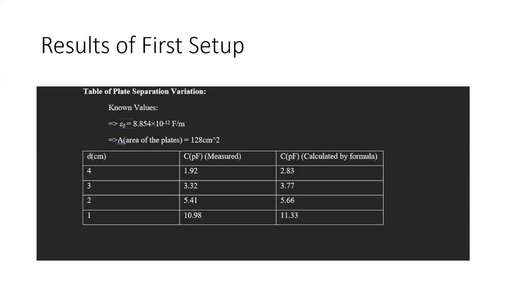So, results of the experiment. Results of the first setup: from the table we can observe that there's an inverse proportion between the distance between plates and the capacitance, because as the distance between the plates increases, the capacitance is decreasing.